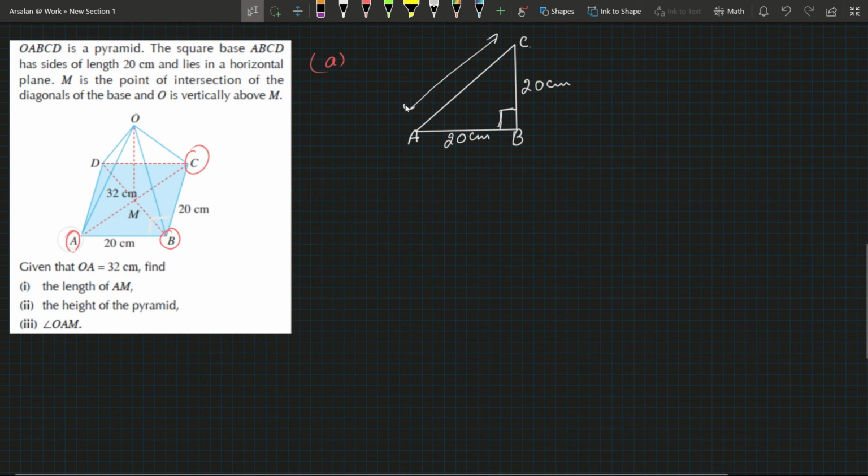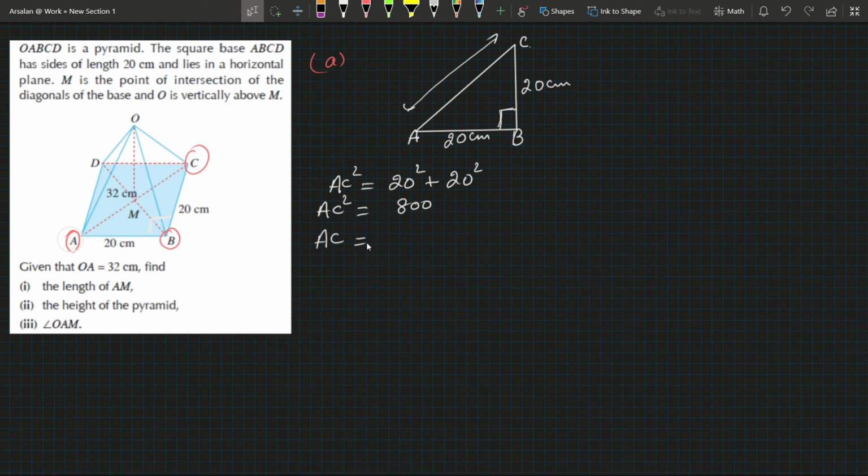So it's a simple Pythagoras theorem. AC square is equal to 20 square plus 20 square. So it will be 400 plus 400 is 800. And then I'll take the square root of 800. Mostly these questions are in P2, so you can use your calculator, otherwise you'll give your answer in square root form. It's 28.28 centimeter, but I need to find AM only.